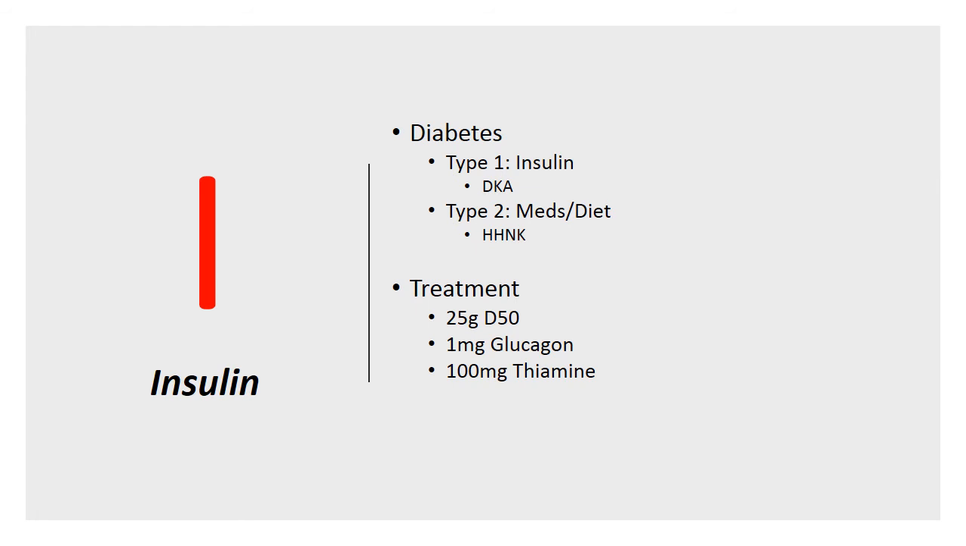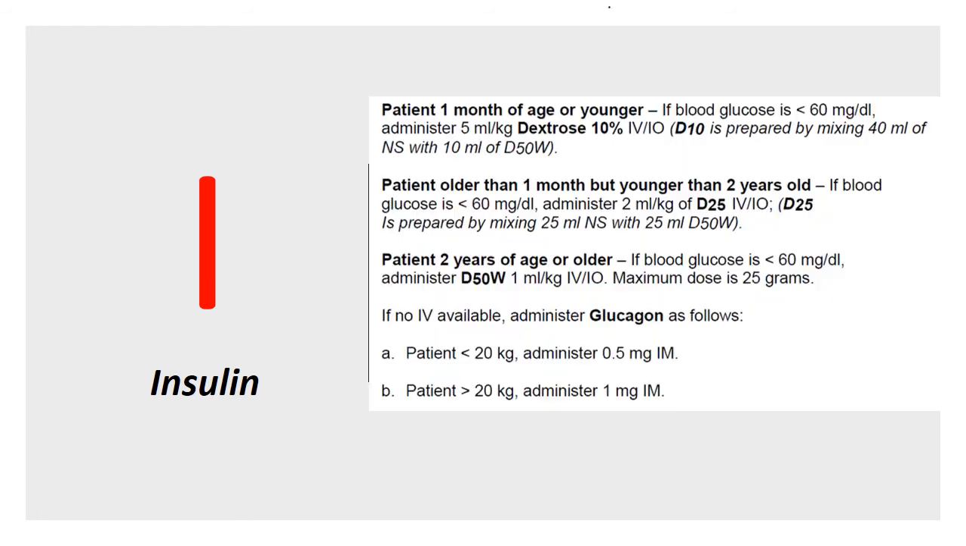So we'll do a quick review here on some West Virginia protocols. For that patient 1 month of age or younger, they need D10. So that's prepared by mixing 40 mLs of normal saline with 10 mLs of D50. So D10, you take 10 of D50 and then fill up that 50 cc syringe again.